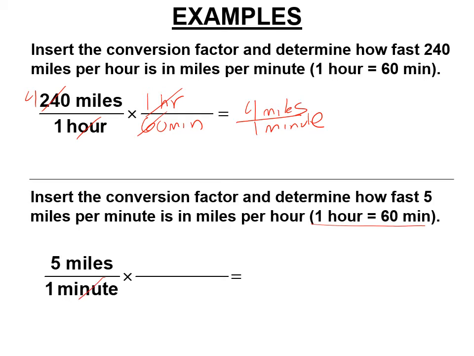So we have to cancel the minutes. So the 60 goes there, the 60 minutes. Notice it's upside down from the other one because we're going backwards, right? It's 60 minutes in 1 hour. The minutes cancel, and notice you have the correct words on the answer, miles up top, hours on the bottom, and that's 5 times 60, 300 miles per hour, or 300 miles in 1 hour.